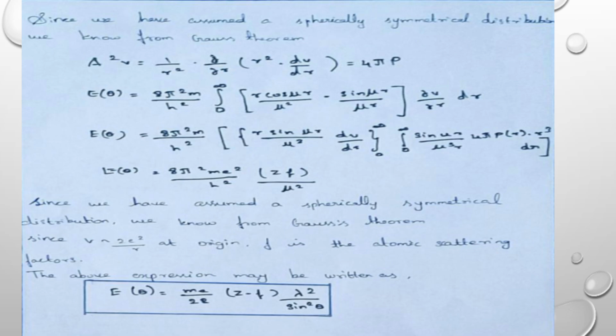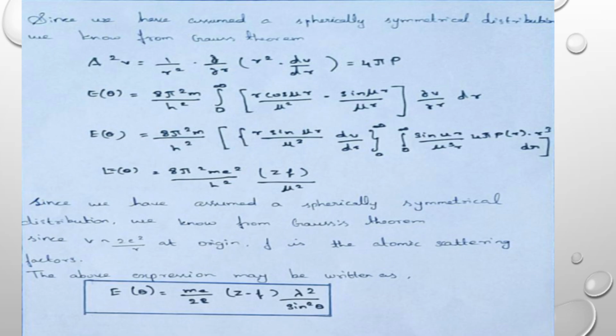integral dr. E naught is equal to 8 pi square m by h square, r sin mu r by mu square dV by dr integral 0 to infinity sin mu r by mu cube r 4 pi rho into r cube into dr. E naught is equal to 8 pi square m e square by h square Z minus f by mu square.